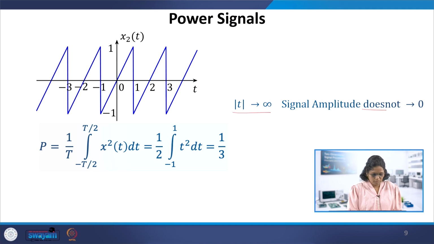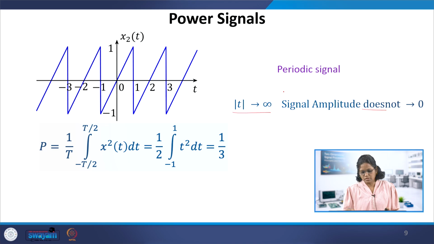The power is 1/T, taking one cycle of it, from minus T/2 to plus T/2, of x squared t dt. If we integrate it, x of t goes from minus 1 to plus 1 here, and the slope is 1, so x of t is simply t. So t squared dt results in 1/3. In this equation, the power of this particular signal is 1/3.